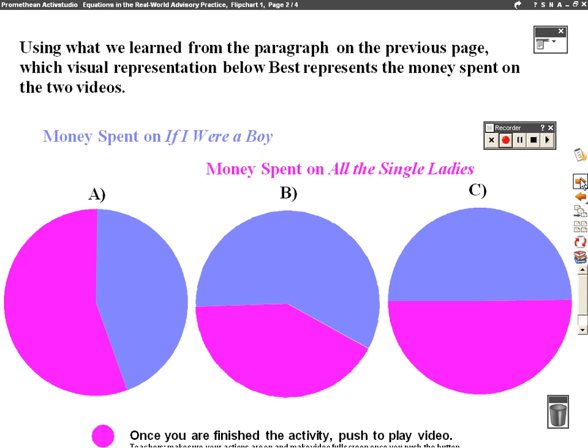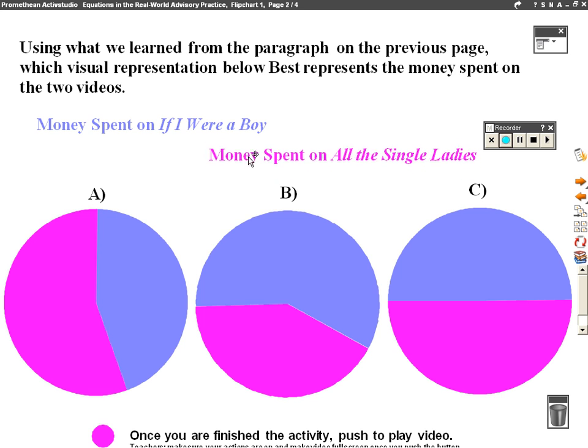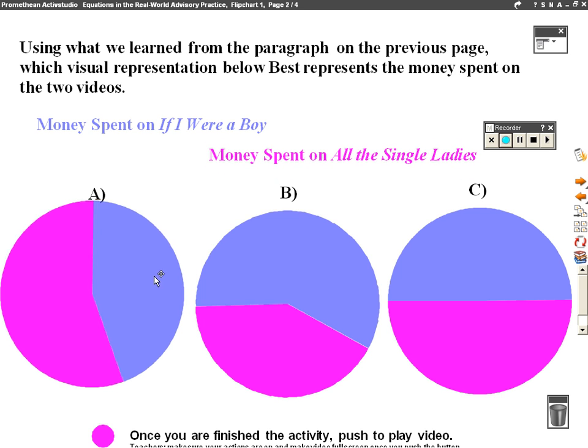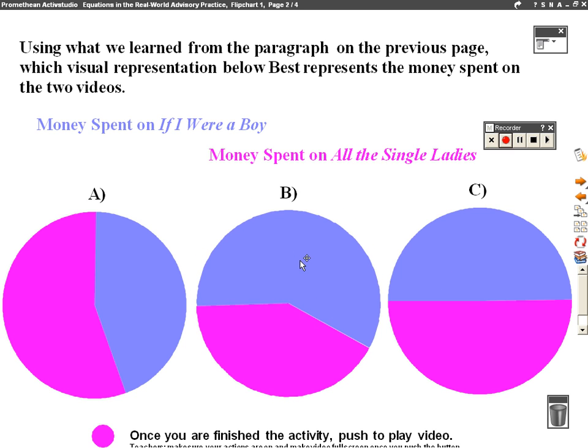So, if we were using what we learned from the paragraph on the previous page, which visual representation below best represents the money spent on the two videos? Notice that the money spent on If I Were a Boy is in blue, and money spent on All the Single Ladies is in pink. So we have A as an option, B, and C.